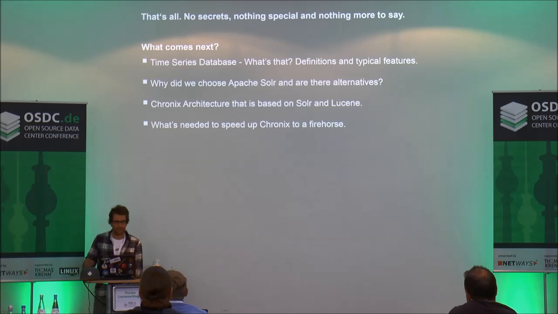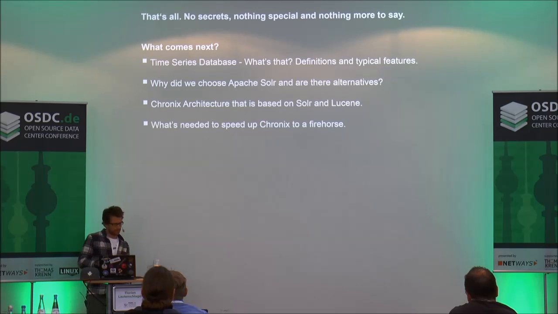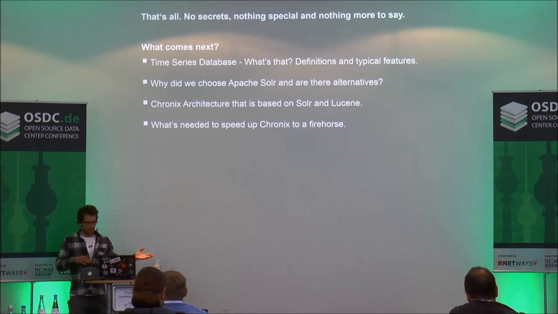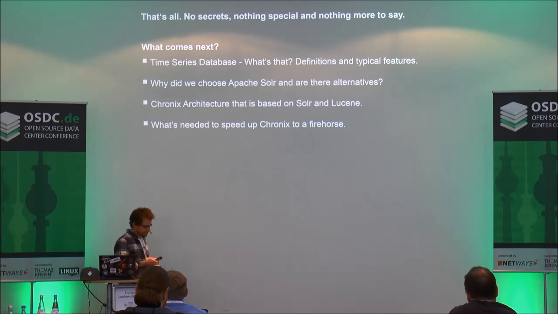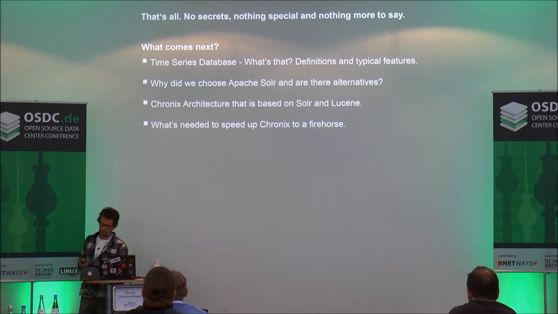What comes next? I want to introduce what are time series, what is a time series database, typical features, and the stuff, and why did we choose Apache Solr, and are there alternatives? I want to introduce the architecture of Chronix, and I want to show what is needed to speed up Chronix to an ideal performance.